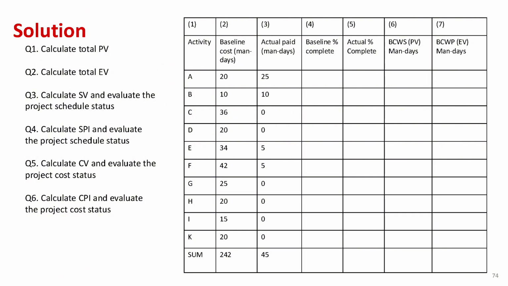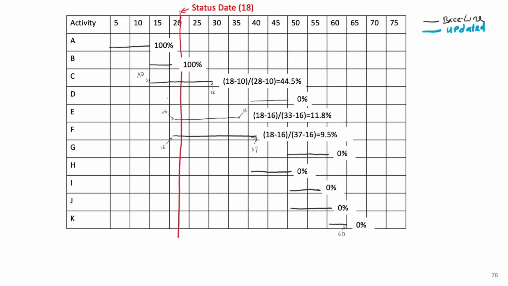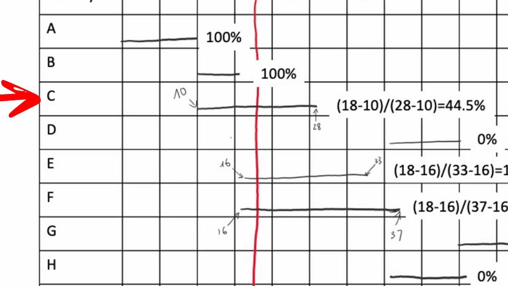To calculate this, we must use the baseline schedule, the black bars. Now, this tells us how much work was supposed to be completed by day 18. For activity A and activity B, their baseline bars are fully to the left of day 18, so they're 100% complete, as planned. For activity C, the baseline bar is halfway through. To calculate its as-planned percentage, we subtract the start date, which is day 10, from the status date, which is day 18, then divide that by the total duration of the activity. We get 44.5%.